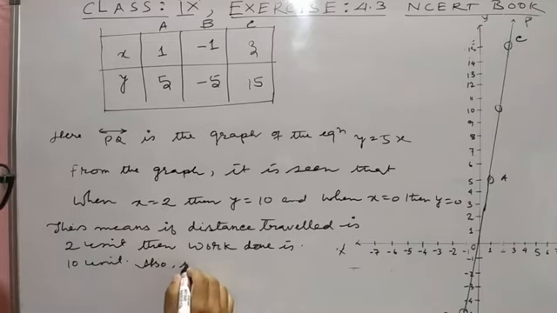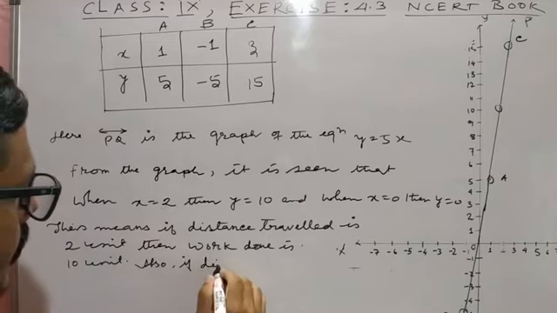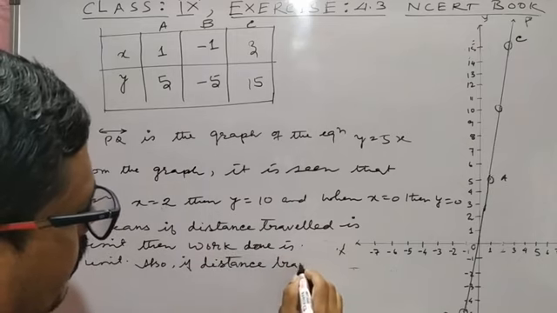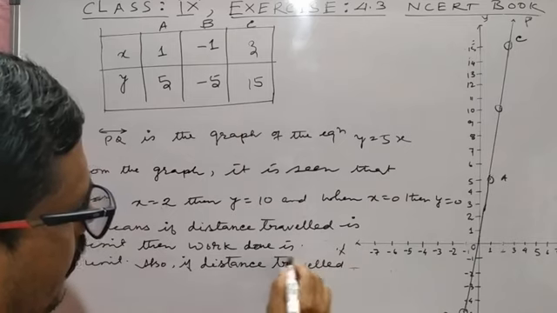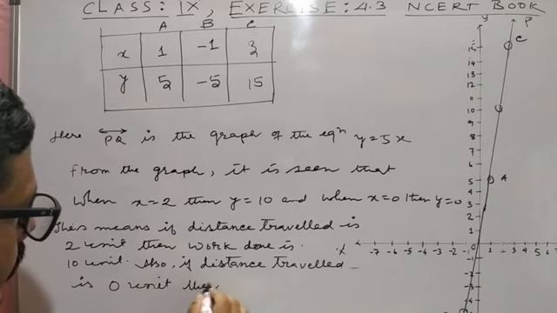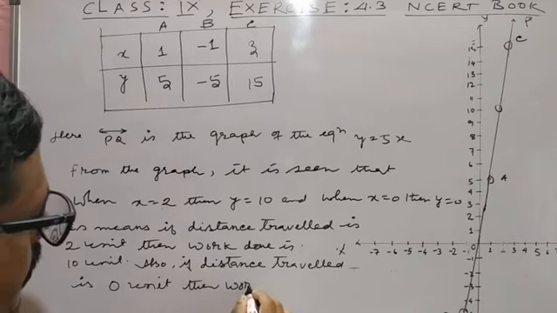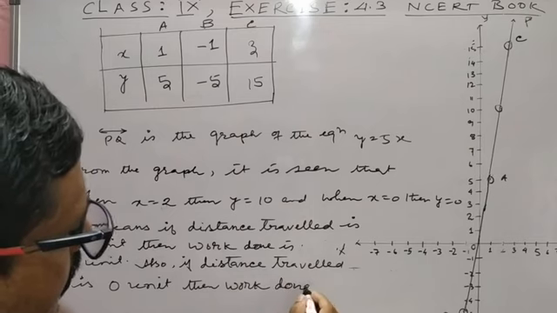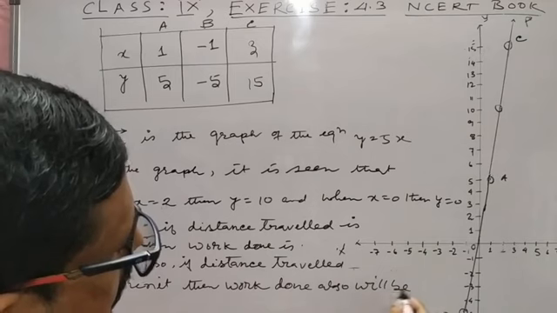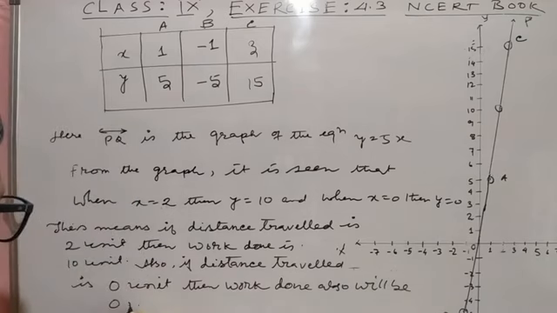Also, if distance traveled is 0 unit, then work done also will be 0 unit. Got the point?